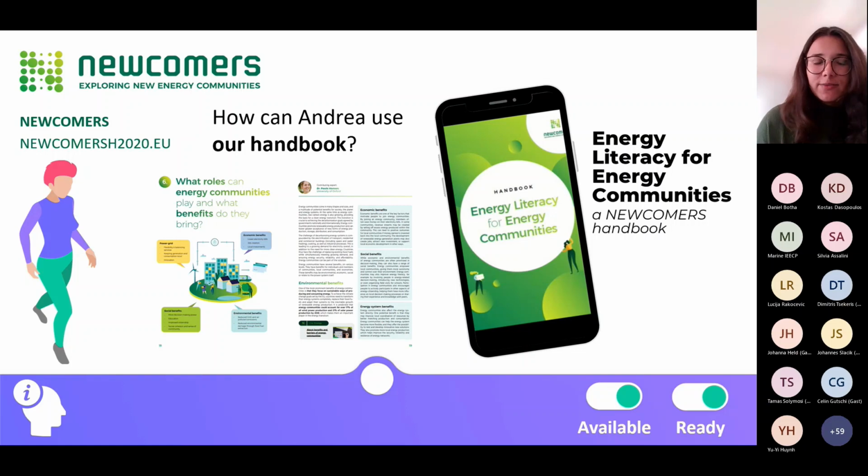We tried to design the handbook to be very readable, to be easily digestible, to not be too long, to give information and provide links to more detailed information if needed, and to provide a lot of infographics to make it attractive to people such as Andrea, who are wishing to start their energy community journey, so not to overwhelm them.